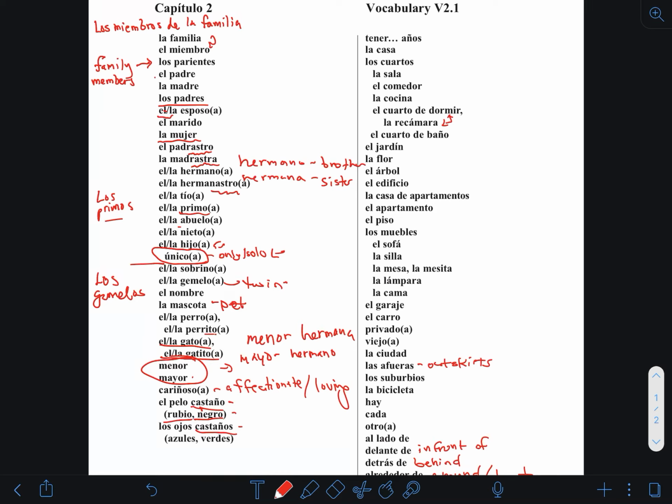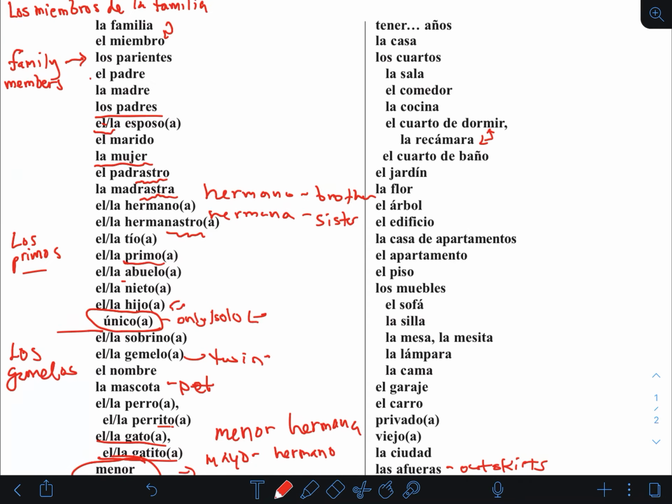Los ojos castaños would be brown eyes. Los ojos azules is blue eyes. Los ojos verdes is green eyes. See the difference? Pelo is singular. Los ojos are plural. So please make sure that the color matches if it's singular or plural.